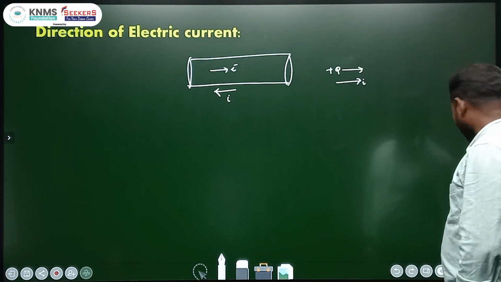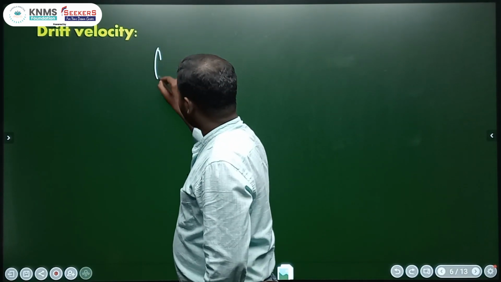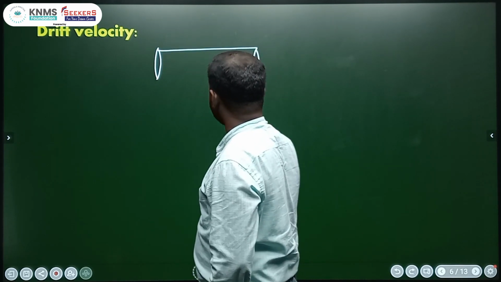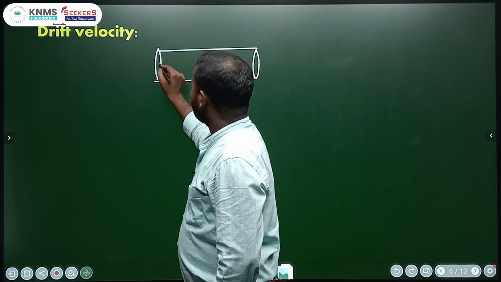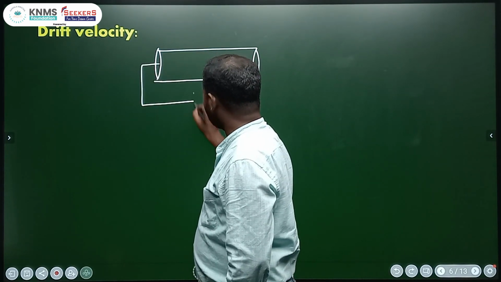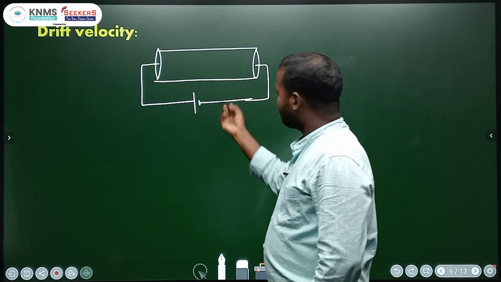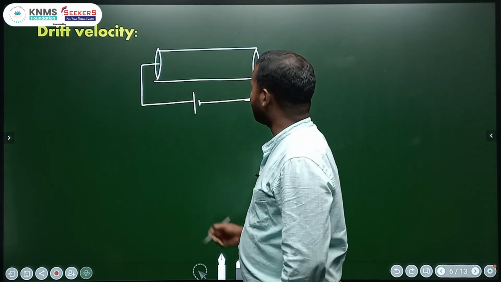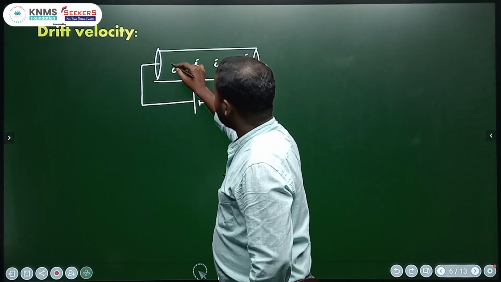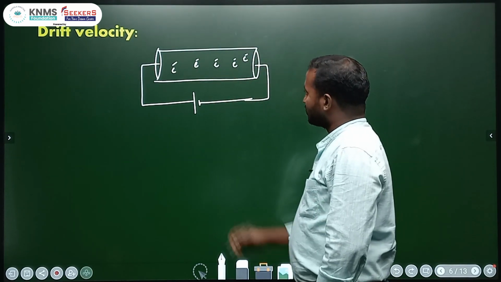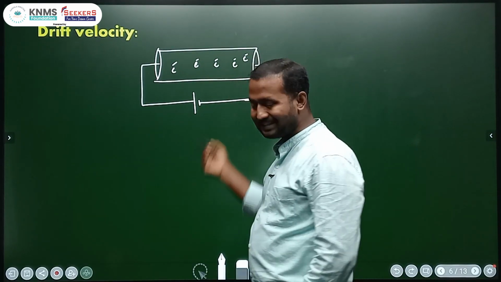Okay, so drift velocity. What is the drift velocity? If you talk about electric current, how do we get electric current in a conductor? For example, if you connect this conductor to a cell, what is the role of the cell? The cell pushes the charge carriers which are there in the conductor. In a conductor we have nearly 10 power 23 electrons per unit volume. All these free electrons will be able to move as soon as they experience some kind of electric field.